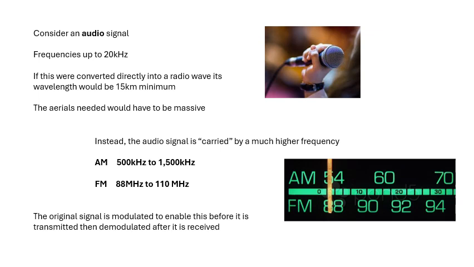Now learn these frequencies. AM 500 kilohertz to about 1500 kilohertz. FM 88 megahertz to 110 megahertz. So FM is much higher frequencies than AM. And the original signal, which could be your audio signal, is modulated. It's changed before it's transmitted, and then it's demodulated after it's received, with this high frequency wave carrying the signal.